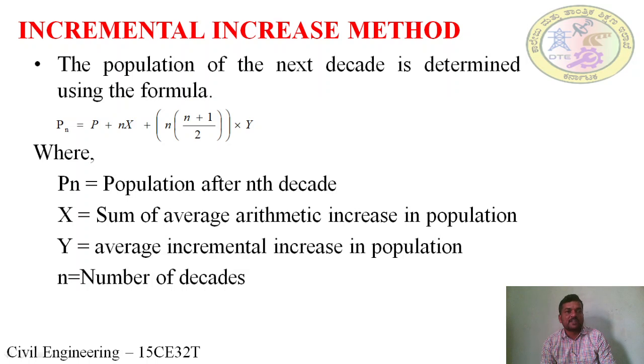Here, the population for the future decades is determined using the formula Pn is equal to P plus Nx plus N into N plus 1 whole thing divided by 2 into Y, where Pn is the population after nth decade, P is the known population, N is the number of decades, X is the average of arithmetic increase in population, and Y is the average of incremental increase in population.